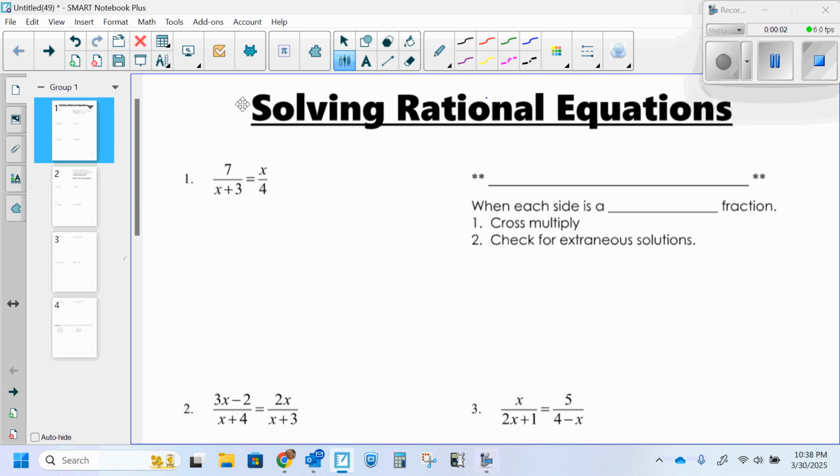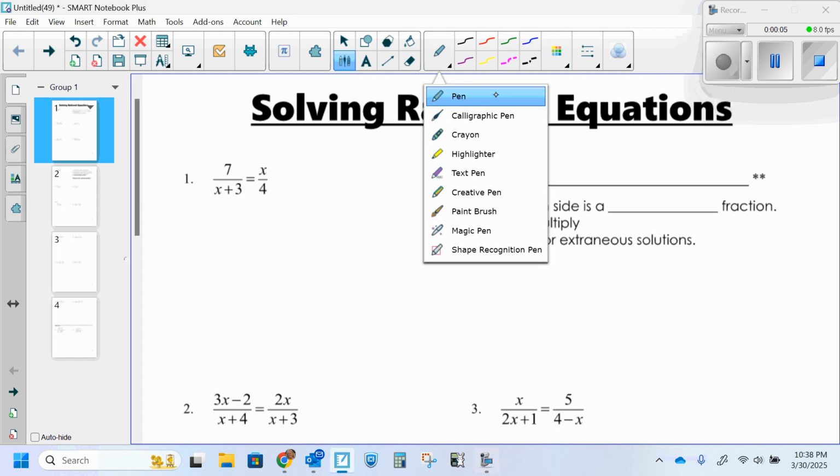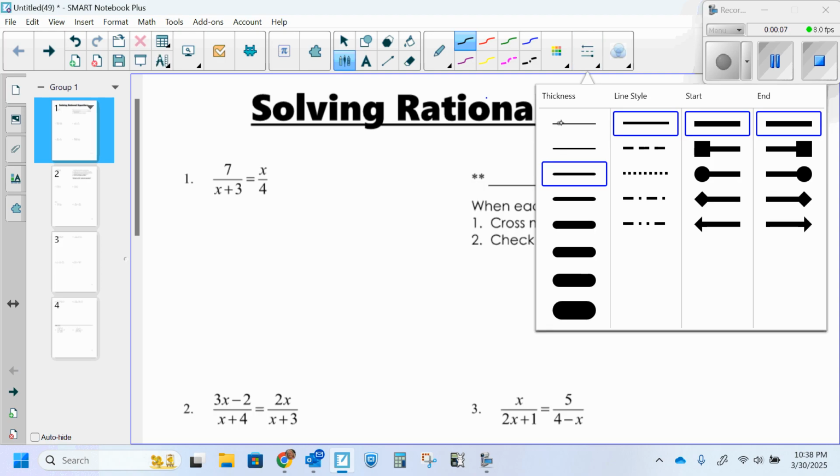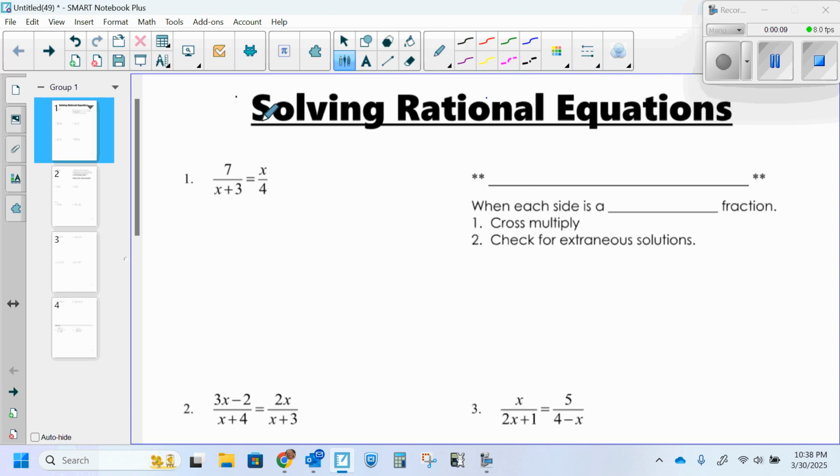Hello there. Today we are going to be solving rational equations, and we'll use some of the tools we've learned with adding and subtracting and checking for extraneous solutions. We're going to be looking at domain restrictions.